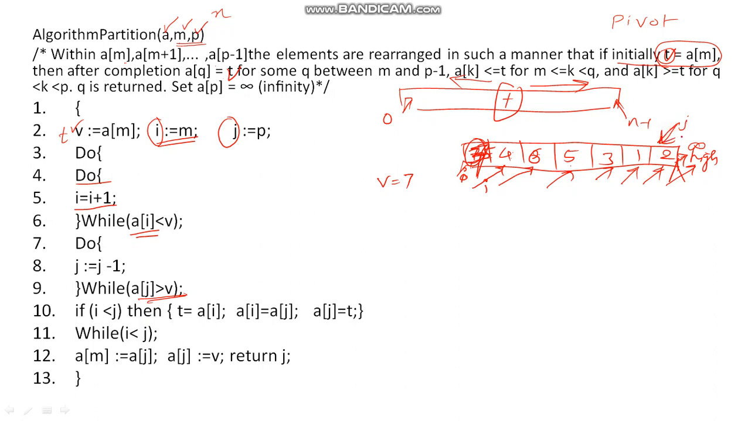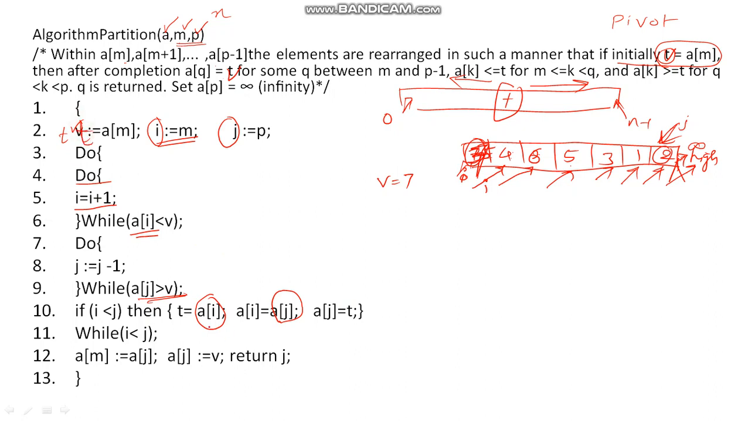So when it is greater than v, this is not greater than v. Now if it happens that i has crossed j, at that time whatever the element that is present at j is to be stored to the lower index, and the t is to be stored at the jth index. So exchange, so put the value of t.